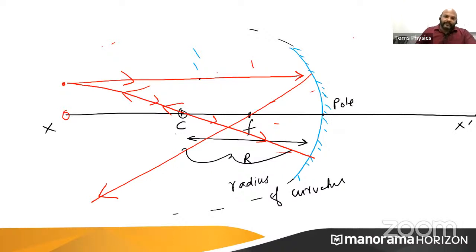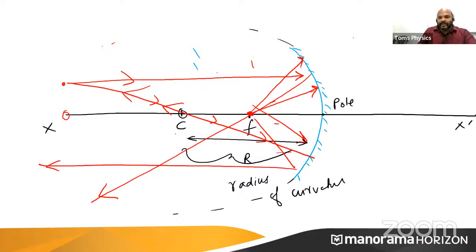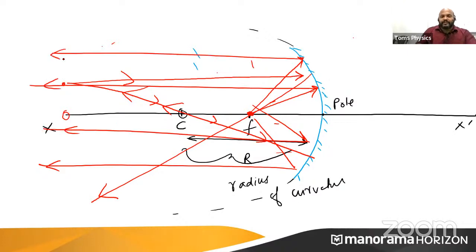Another important thing is the focus. If the object, let's say, is located here, the rays coming from this object like this will all bounce off parallel to each other. So if an incident ray is parallel to the principal axis, it passes through the focus of the mirror. If it is passing through the center of curvature, it bounces straight back. And if the incident ray is passing through the focus, the reflected ray will be parallel to the principal axis.